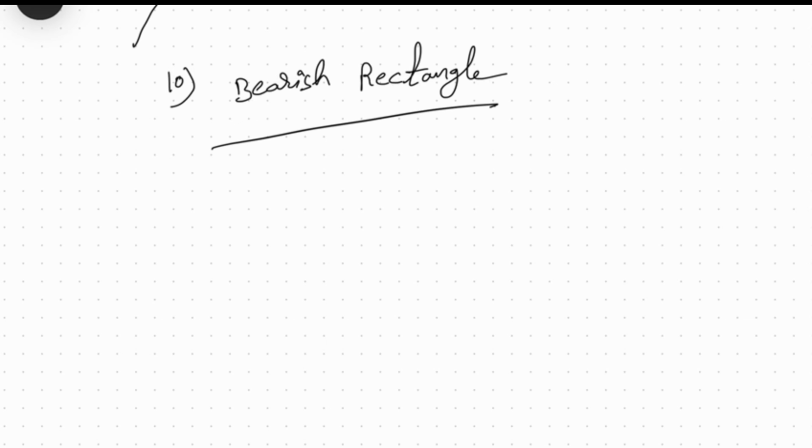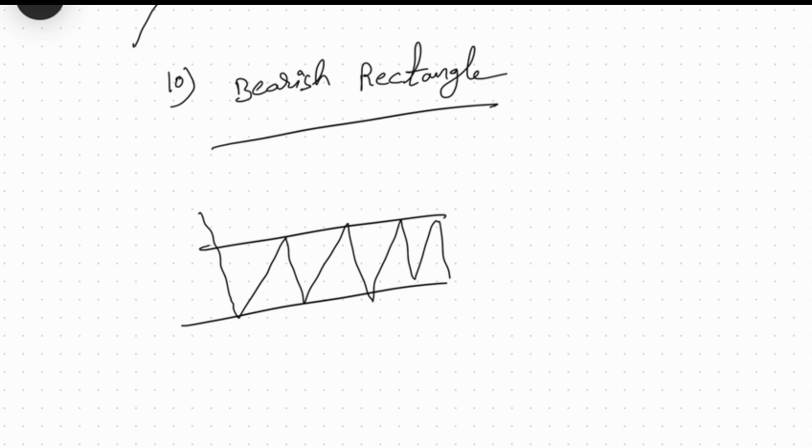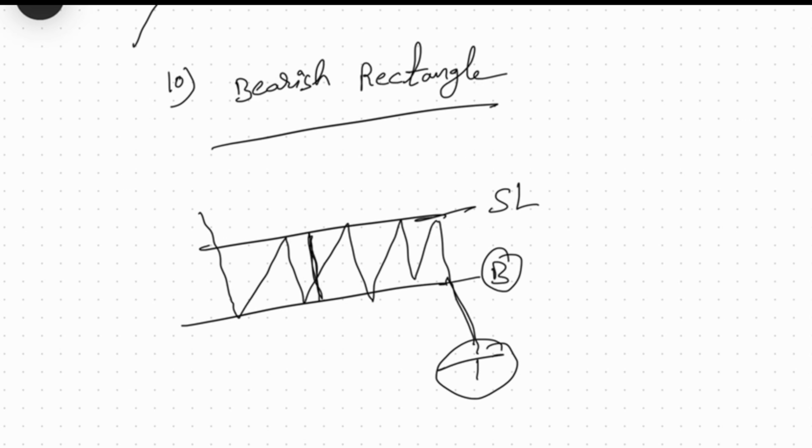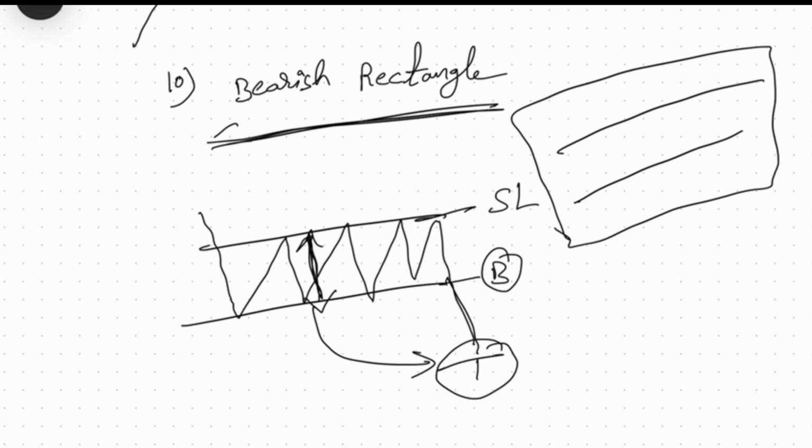Similarly, we can see the bearish rectangle. This is also simple. It comes and forms like this. This is the sell entry, this is the stop loss, and this is the target. The size of the target should be the channel size. Okay, this is the target size. Okay, this is bearish. These rectangle patterns, you can also use similarly.